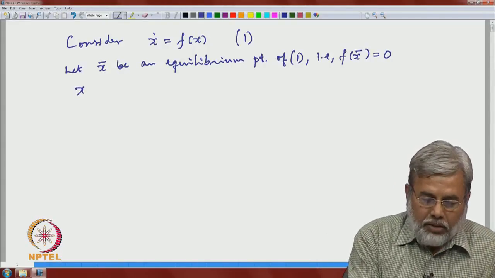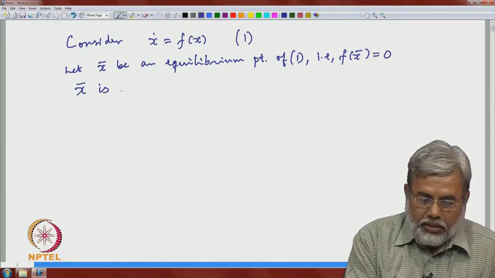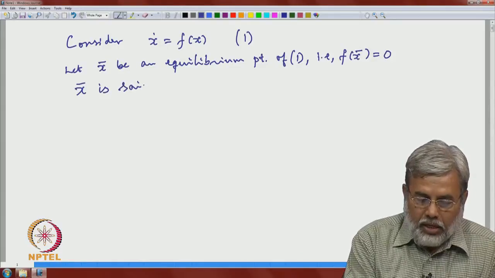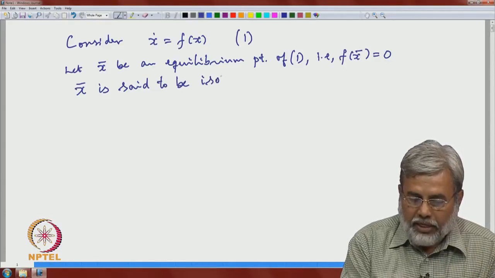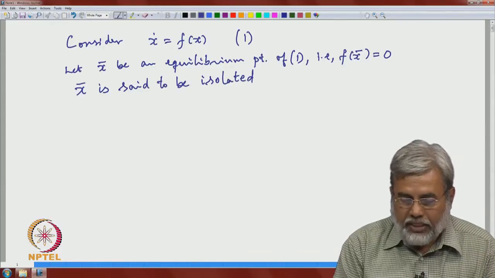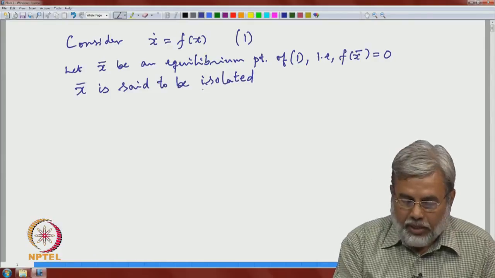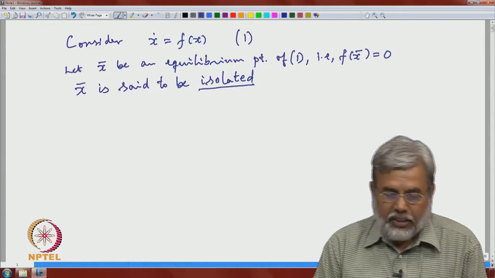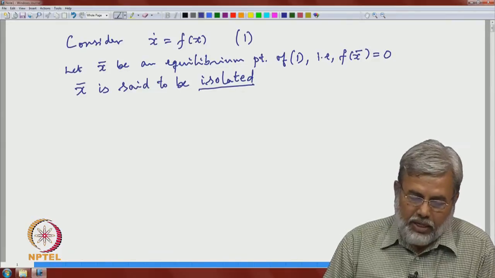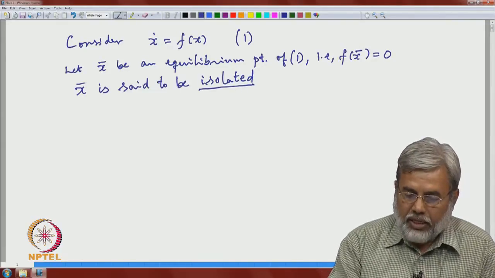So, x bar is said to be an isolated equilibrium point. In most of the examples we consider they are all isolated. There will be some examples where the equilibrium points will not be isolated. I will indicate those.